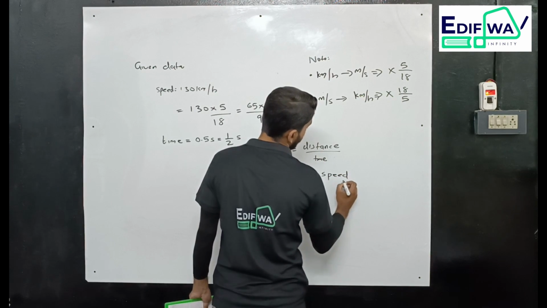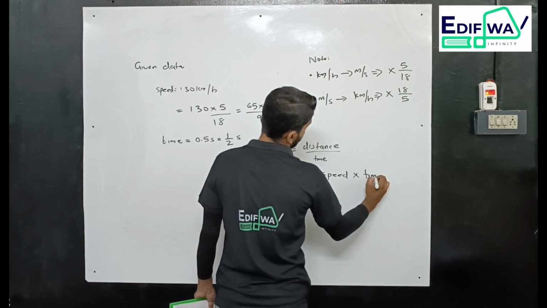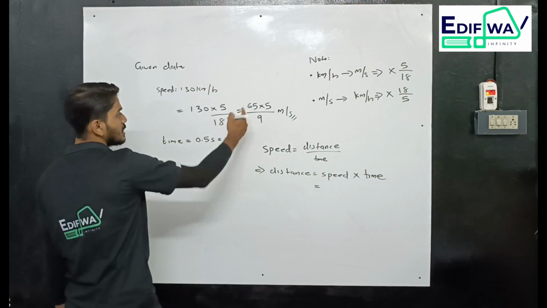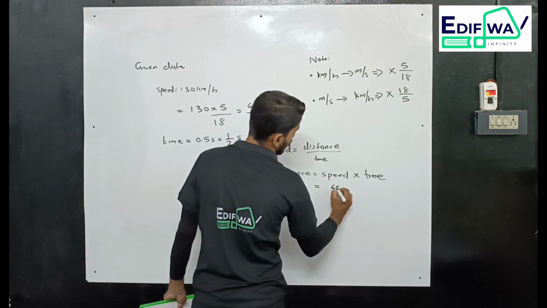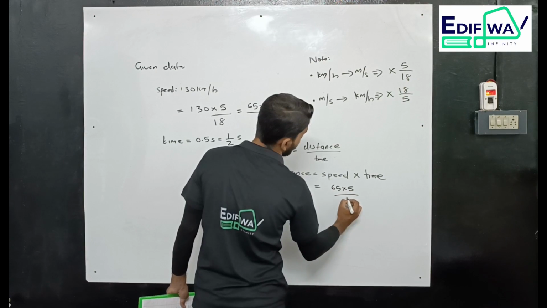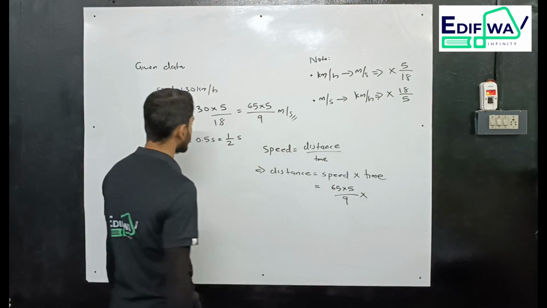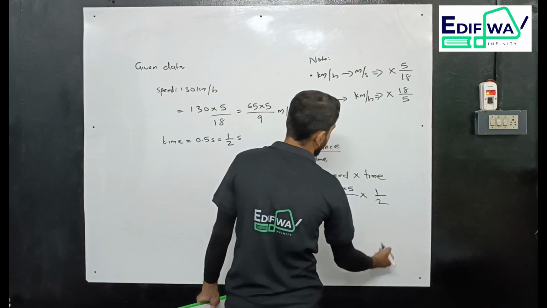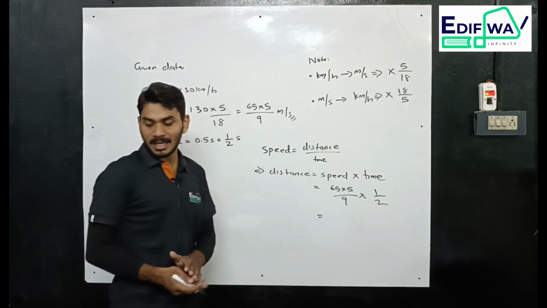Speed into time. What is the speed in the question? The speed is 65 multiplied with 5 by 9, into your time, which is 1 by 2. Your answer will be, let's calculate it.